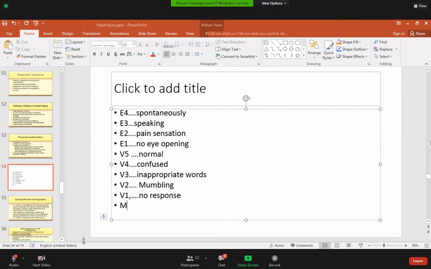M3 is when you give a pain sensation to the patient and the patient acquires a fetal posture, or what we call a full body flexion behavior. This is M3. M2 is when you give pain to the patient and the whole body extends. He is feeling pain, but his response is not localizing, not moving away, but the whole body is in an extensor position. This is M2. And if there is no response, whatever pain sensation you give, this is M1.